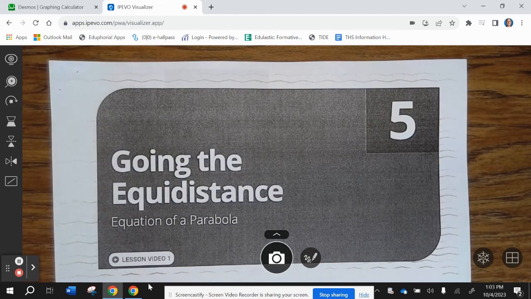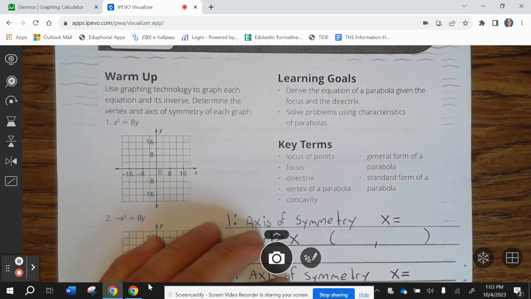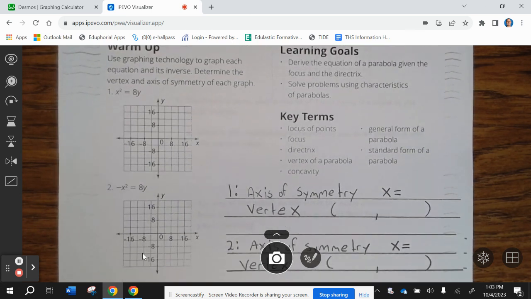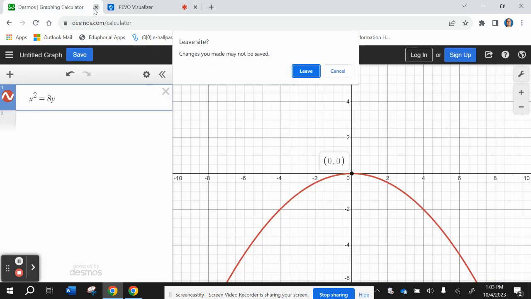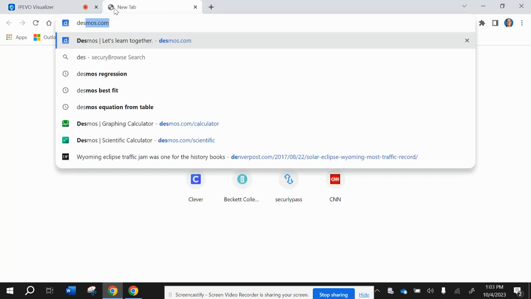Hey, Wildcat, so we're going to 5, going the equidistance equation of a parabola. Using graphing technology to graph each equation and its inverse, determine the vertex and the axis of symmetry of each graph. All right? Now, let me open up Desmos.